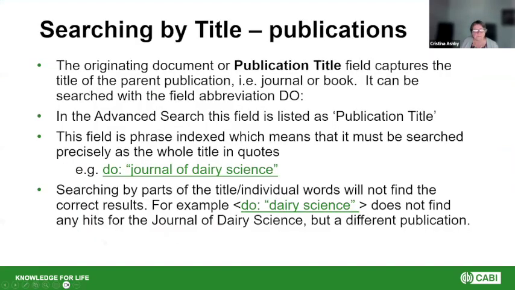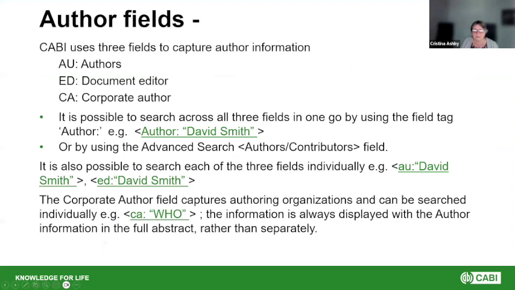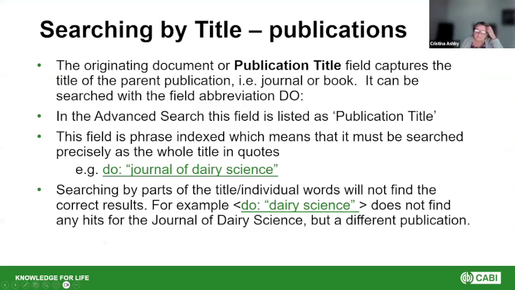Okay. Just to say that when you're searching for journal titles, you need to match the journal title precisely. It's phrase indexed. So if you want the Journal of Dairy Science and you're looking in the DO field and using that abbreviation, you need to include it in quotes and spell it out exactly. If you just, for example, search for dairy science, it'll find a completely different set of records from another publication, not from the Journal of Dairy Science. So that has to be matched precisely.